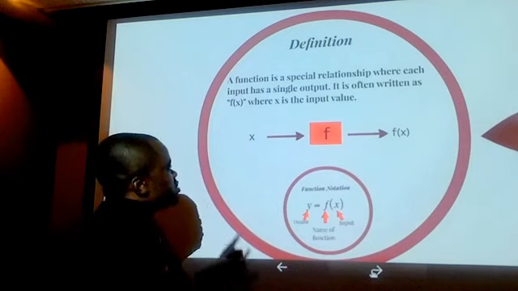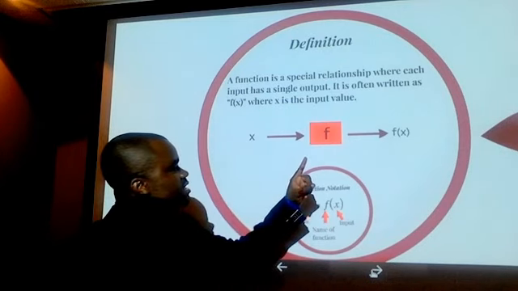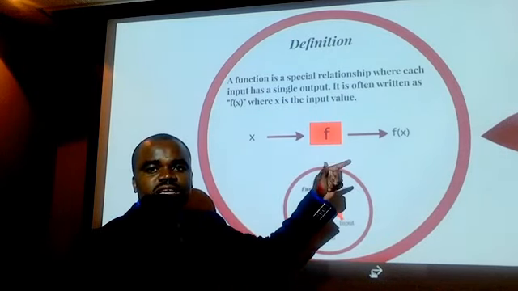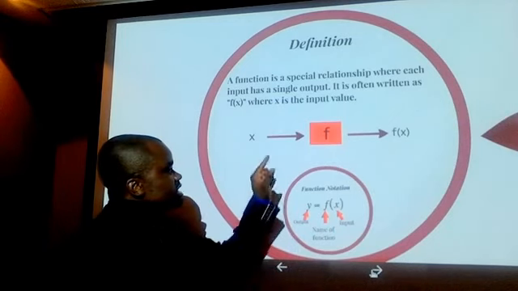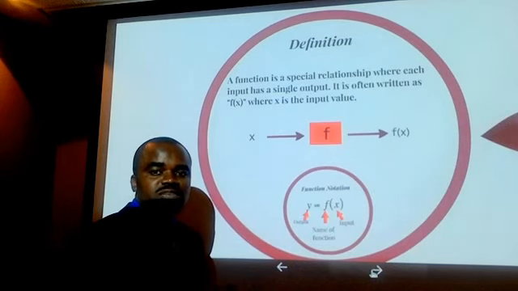The diagram is showing that there is an input that's going to a function. Then we're going to get an output from that function. So that red box is representing our function.